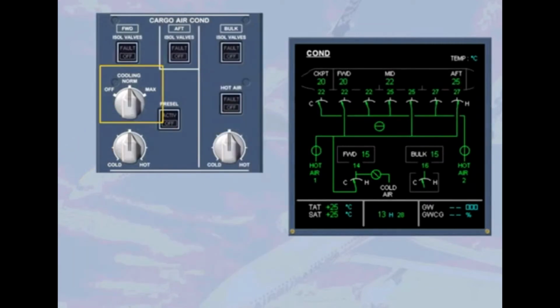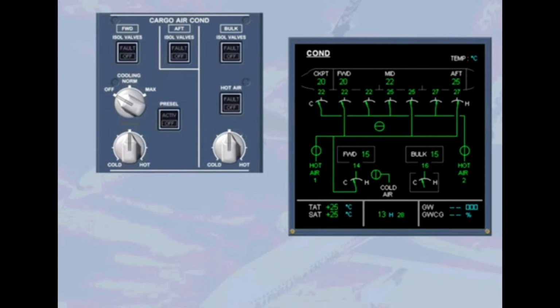The cooling selector is used to control the cold air valve position. In NORM, the cold air valve is partially open, which is the normal position. In MAX, the cold air valve is fully open. In OFF, the cold air valve is fully closed.